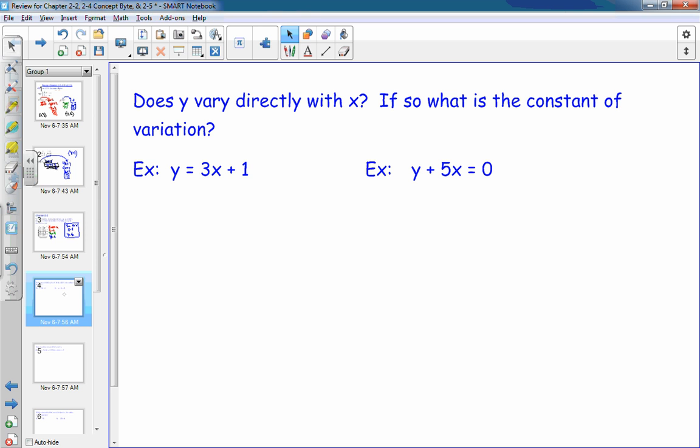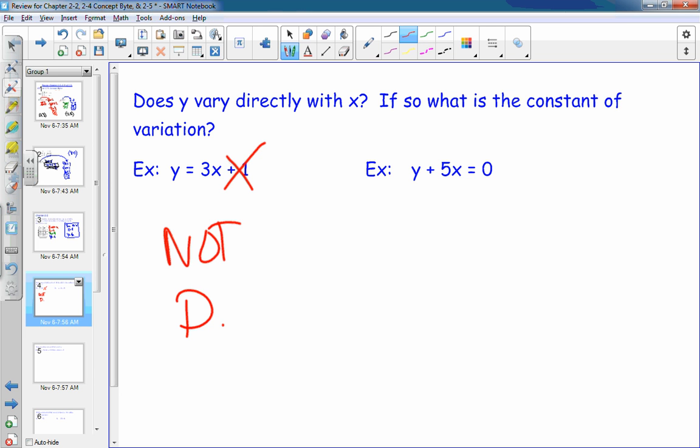Next, still talking about direct variation. Does y vary directly with x? Yes or no? If yes, what is the constant of variation? So how do I determine if these vary directly? Solve them all for y first. Is this first example solved for y? Yes. And what is its b value? 1. If it's direct variation, what should it be? This has a 1, so therefore this is not direct variation. Do we understand that?